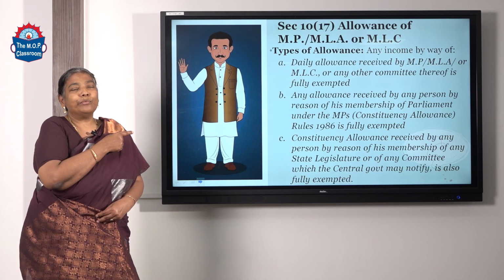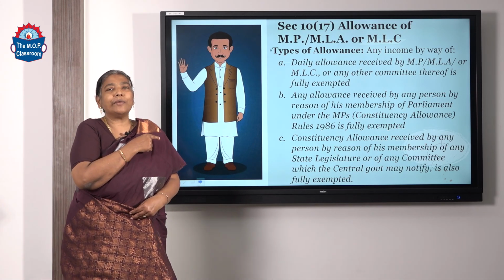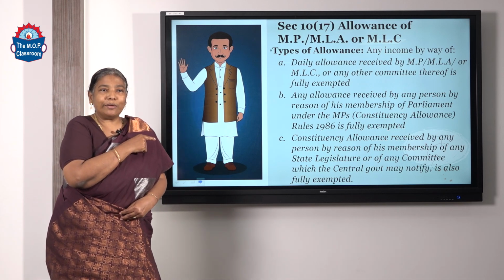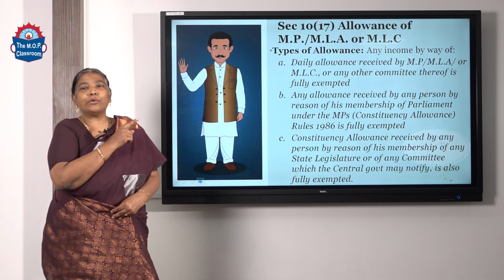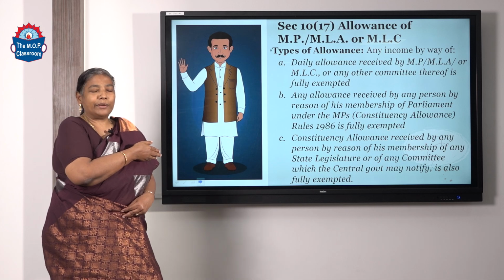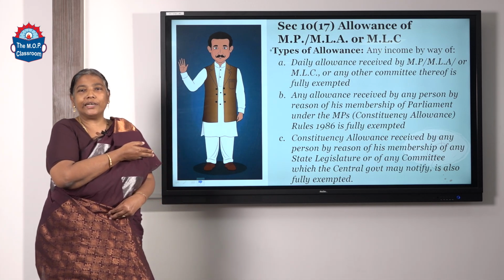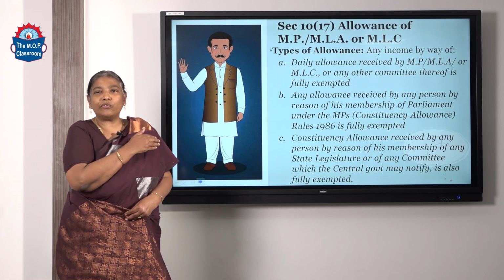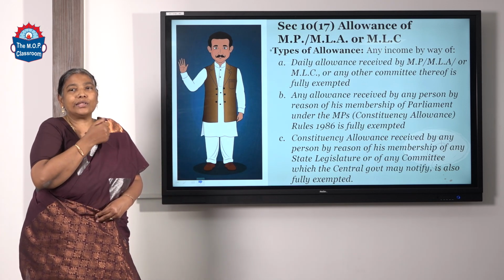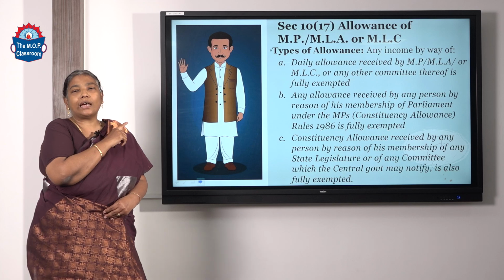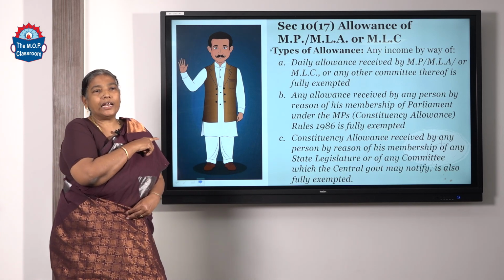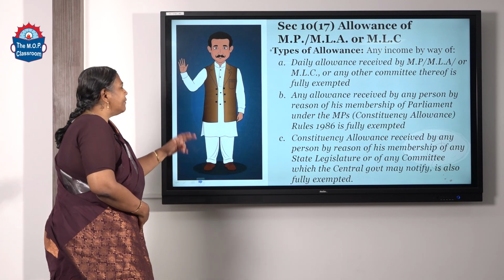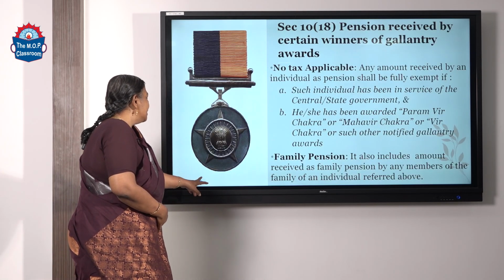But this does not include any salary paid to them, because salary will be taxable under income from other sources, not even under salary income, because they are not employees of the government. There is no employer-employee relationship between the government and these public representatives. So, they are taxable for salary income under income from other sources. Here only the allowances are exempted. It could be a daily allowance or constituency allowance, and that is covered under section 10 subsection 17.